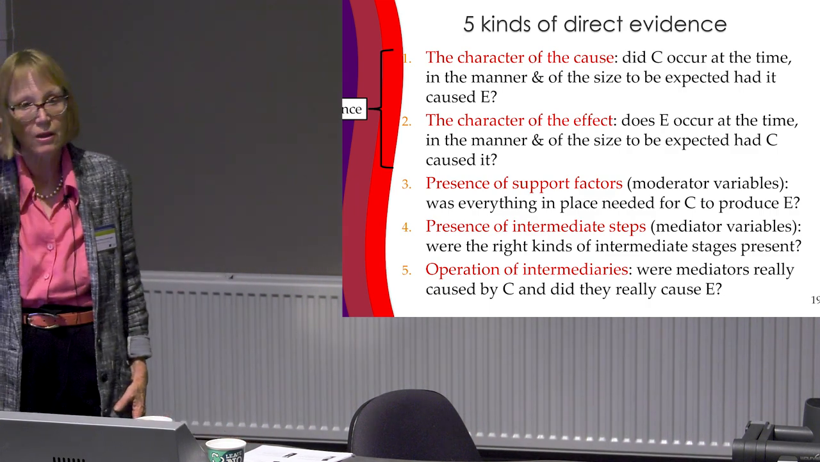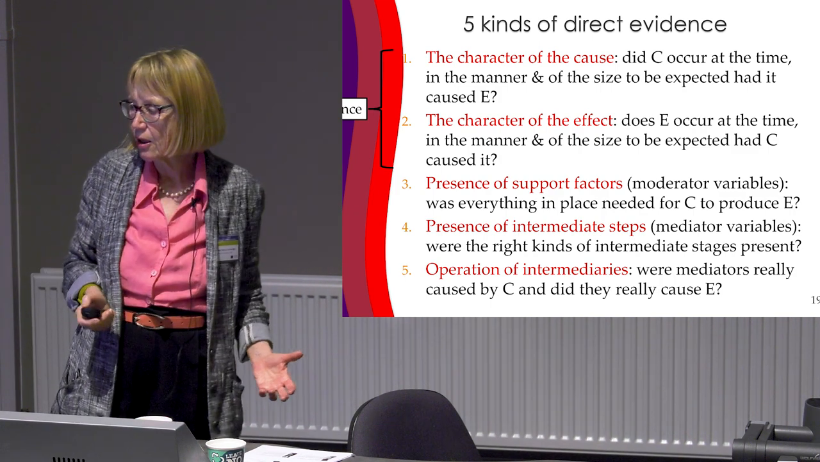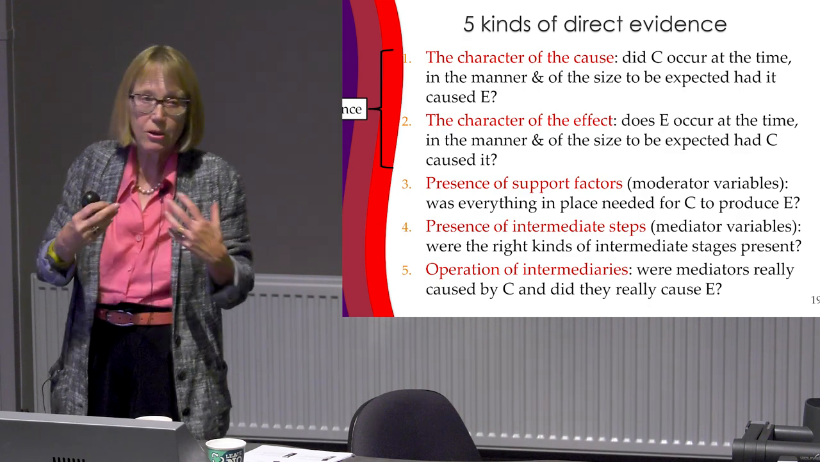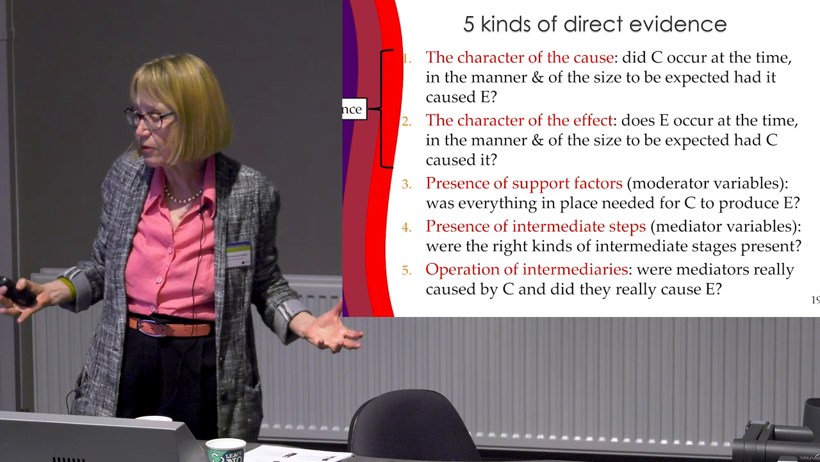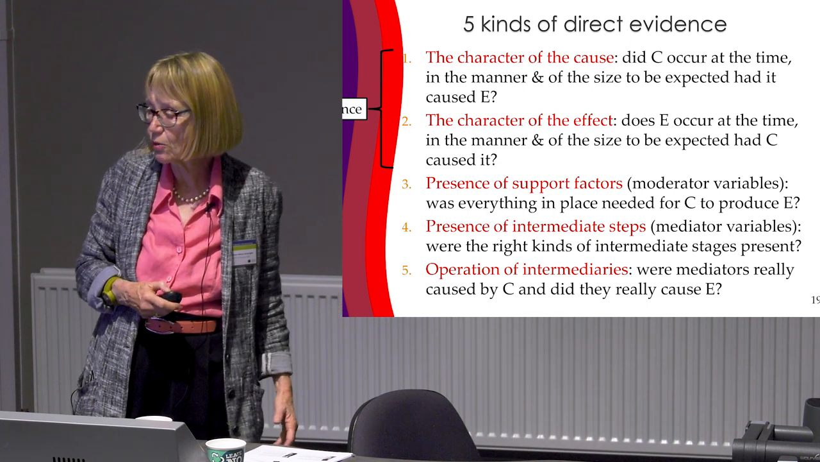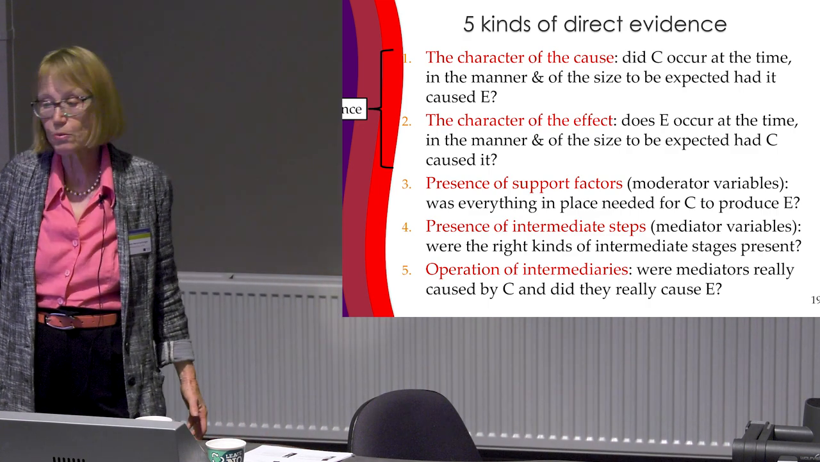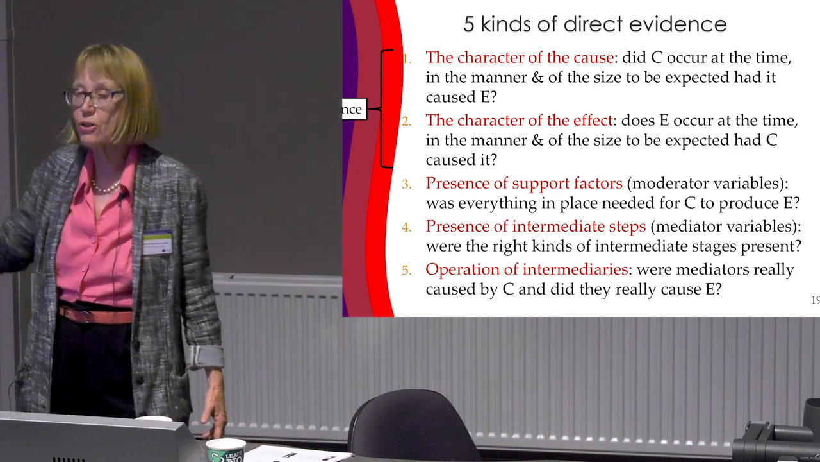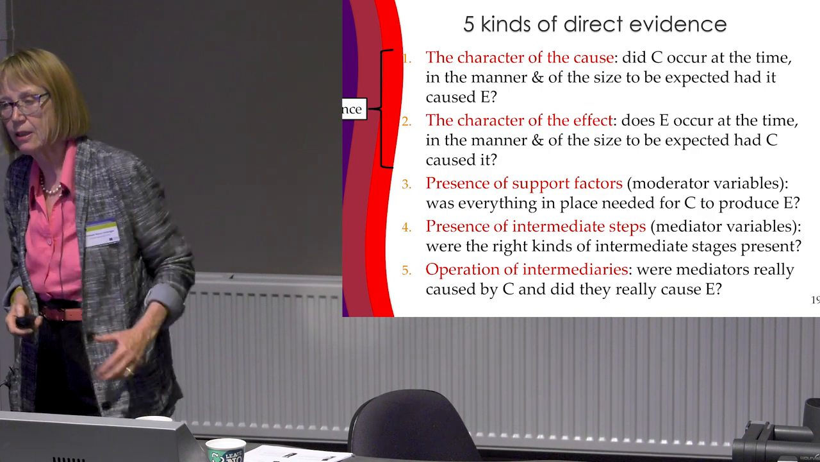I've seen that in a lot of the social science literature. Presence of support factors, moderator variables: was everything in place needed for C to cause E? Presence of intermediate steps, you know, mediator variables, with the right kinds of intermediate stages present, and the operation, not just the presence of the intermediaries, but you know, that could accidentally have been present. Did they actually operate? Were they really caused by C, and did they really cause E?